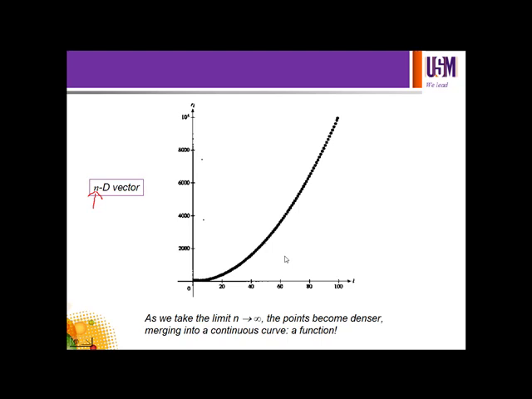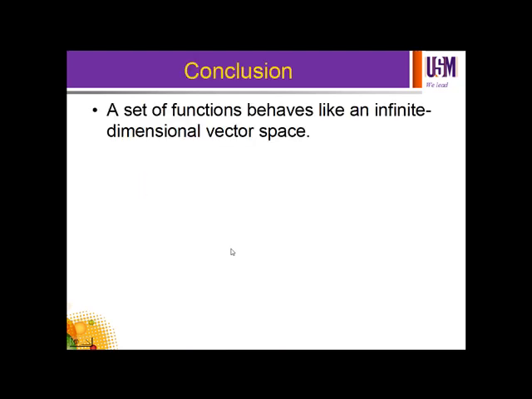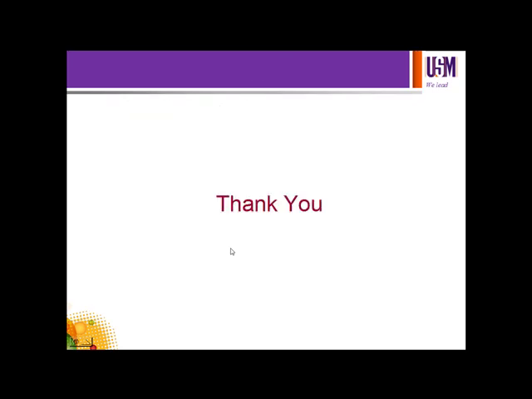So you can say that vector spaces can be represented by a function. That's why a set of functions represents vector spaces. This is what we call vector spaces. As a conclusion, a set of functions behaves like an infinite dimensional vector space, depending on the dimension number. If we have a formula for a curve, then basically those curves can be considered as n-dimensional vector spaces. Thank you very much for your attention.